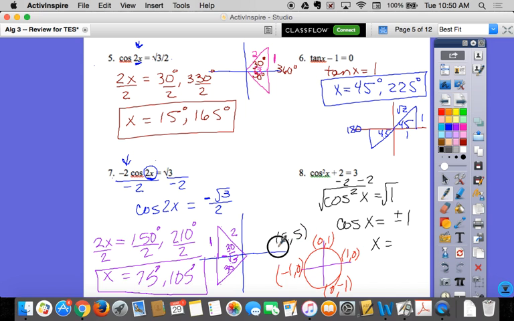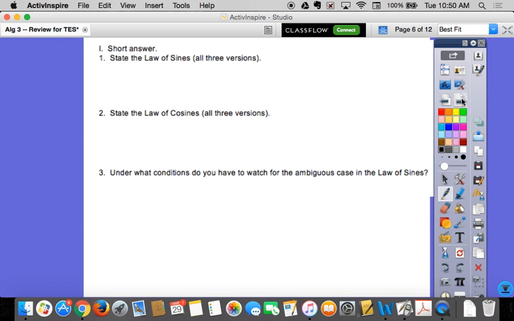Remember, it's ABC order. So where is the first number a 1 or a negative 1? Here and here. So that's 0 degrees and 180 degrees. So there we go. That concludes everything that you're going to have dealing with trig equations. So you just need to practice up on those.